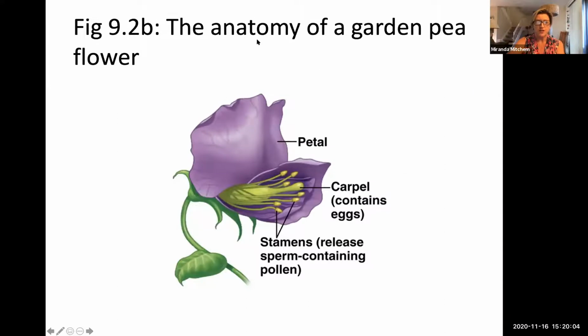So here is a picture of the garden pea plant. The carpel is this longer structure, and this is the female structure that contains the eggs. Around it are the stamen, which at the very tip have a structure that contains the pollen. The way that I remember that the stamen is the male reproductive organ and the carpel is female is, look at the name, stamen. Maybe that'll help you. So that's the anatomy of the plant.